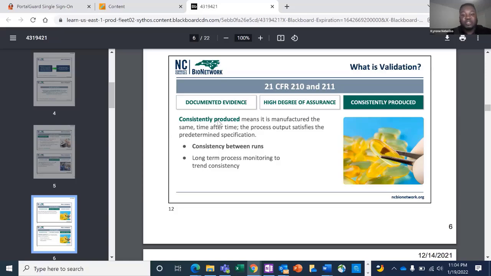Also, you want long-term process monitoring to trend consistency. So another aspect in manufacturing is you want to do trend reports and monitor your different acceptance criteria to make sure that over time they're still all within range. You don't want to have any inconsistencies, but you have to monitor that. And if you have any inconsistencies, you need to be able to fix the issue so that it doesn't become a problem down the road. So that's another thing that validation ultimately proves or gives you, is long-term process monitoring.